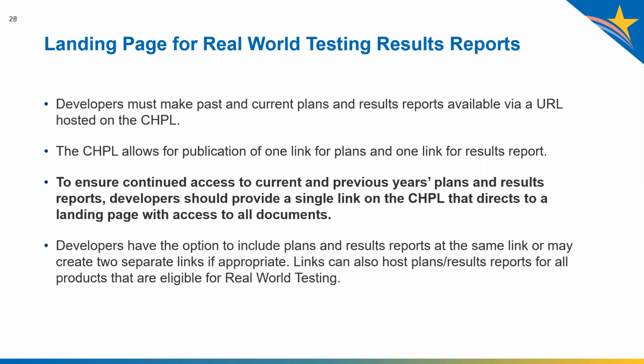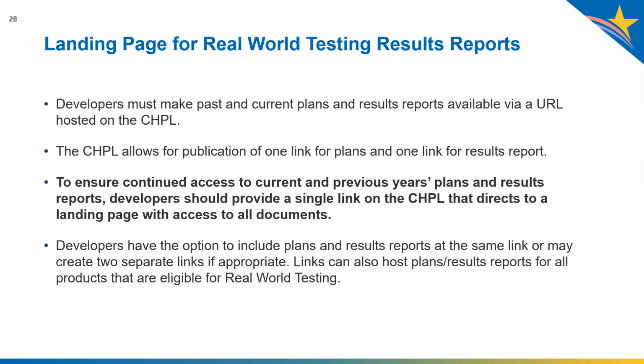The Chapel allows for publication of one link for plans and one link for results reports. All right, you can choose to use one link for both plans and results reports, but you have the option to use two, one for each. And then, to ensure your continued access to current and previous years' results reports, a landing page to all of these documents that can be accessed from the link that's hosted on the Chapel is the direction that you want to go in.